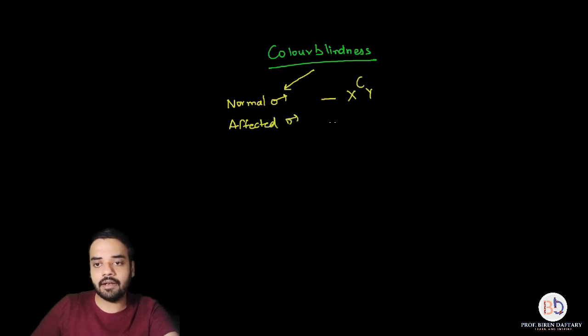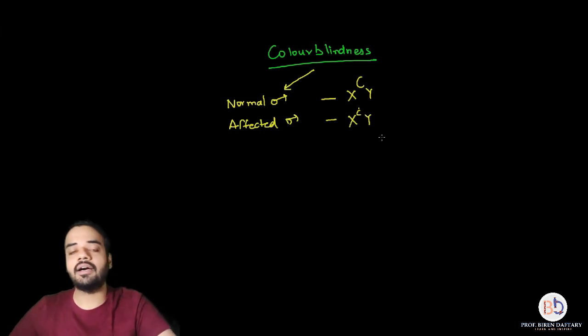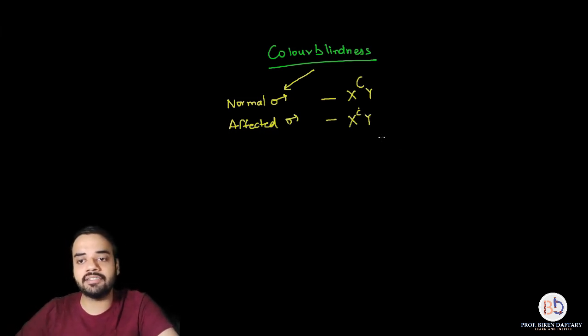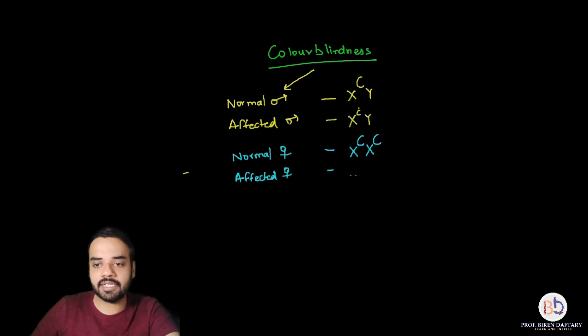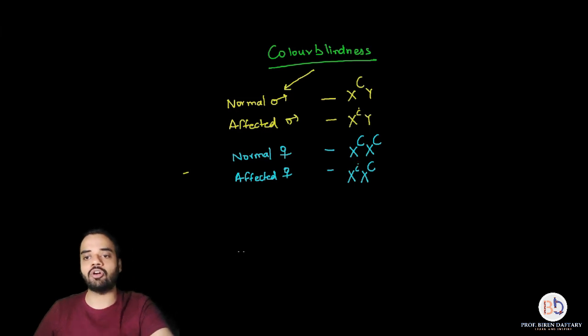Affected male can be written as X small c Y. What I do is, on top of a small letter I put a dot so that I can differentiate between them, right? Similarly, the normal female can be written as X capital C X capital C, right? Affected female can be written down as X small c X capital C. Again I am putting a dot, right?